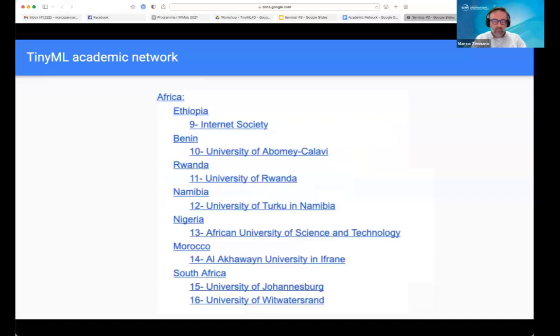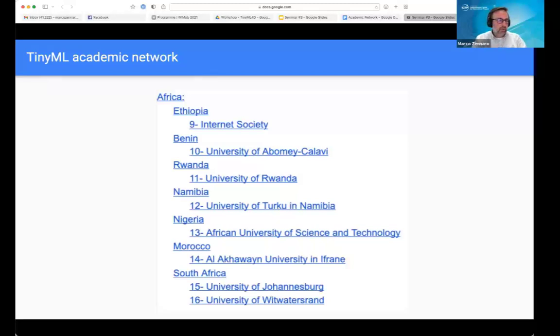We have 8 members in Africa as well. So there's Internet Society in Ethiopia. I don't know if you're a member of the Internet Society, but it's a worldwide organization, and they act as a hub in some way. So we have University of Abomey Calavi in Benin, in West Africa, University of Rwanda, which is a center of excellence in IoT. We have University of Turku in Namibia. We have University of Science and Technology in Nigeria, University of Ifrane in Morocco, and 2 universities in South Africa.